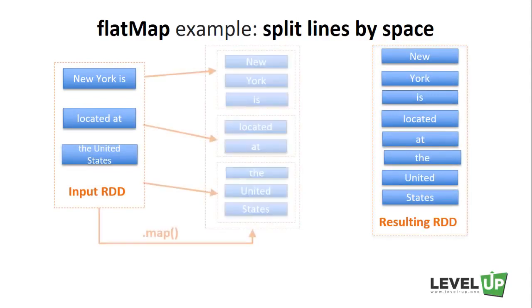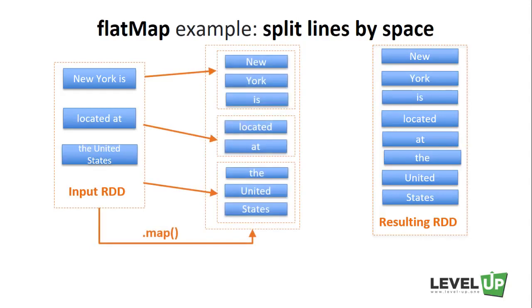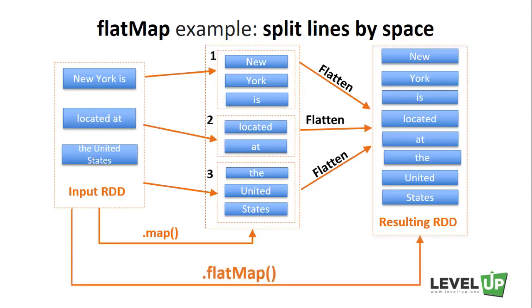If we use the map transformation, we get as a result an RDD where each element is a list of the words for each line. To get the desired result, we have to then flatten this RDD. Flatten can be seen as unpacking each element, in this case, each list of the RDD. The result would be an RDD with the elements in each list. On the other hand, if we use the FlatMap transformation, we get the desired result right away.